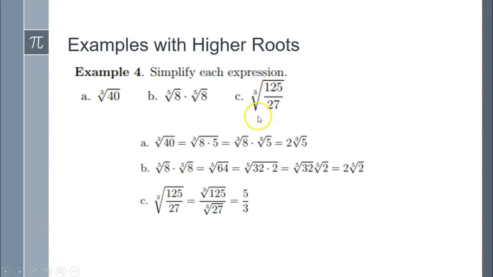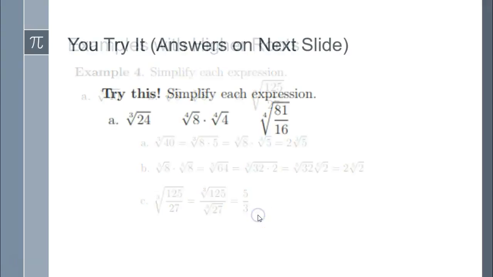For problem C, cube root of 125 over 27. Let's break this up using the quotient rule. Cube root of 125 is 5, and you can find that in your calculator. There's usually a button. We'll see how to do that with exponents in another lesson here. Cube root of 27 is 3, so you get 5/3.